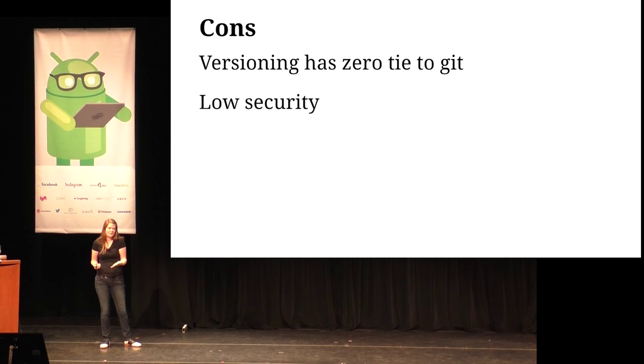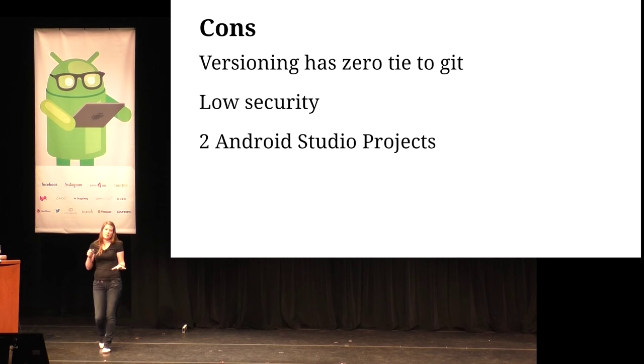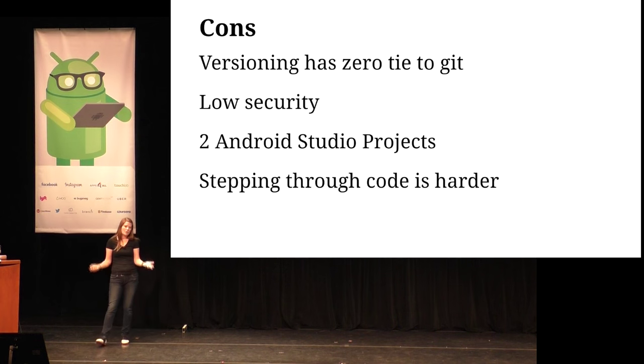Out of the box, there's low security. People can overwrite libraries accidentally, which is pretty annoying. And now you've got two Android Studio projects. If you're actively developing features that require changes both in your internal library and in your shell code, it's going to be a huge pain to test these because you've got to write the code in the library, publish it, go over to your shell code, pull down the new library, and check it out. This is really annoying.